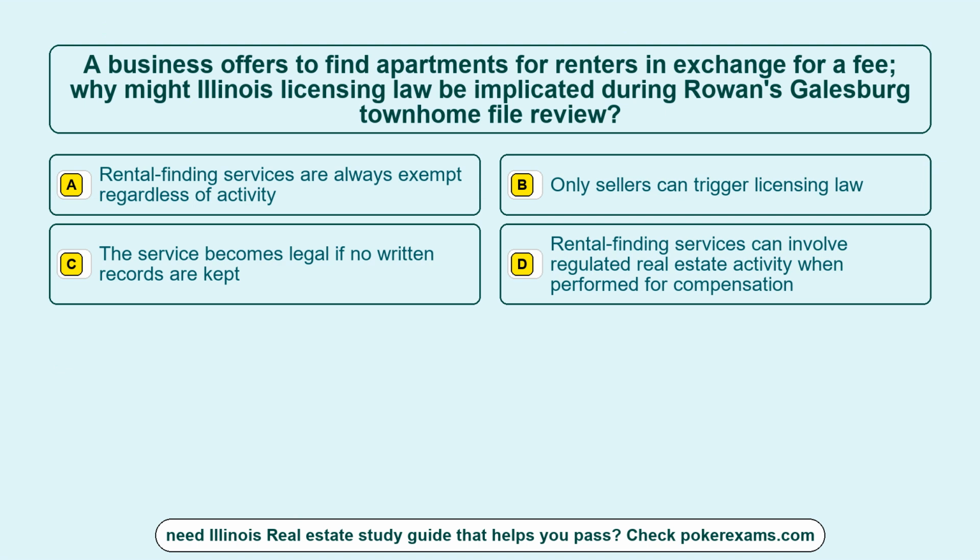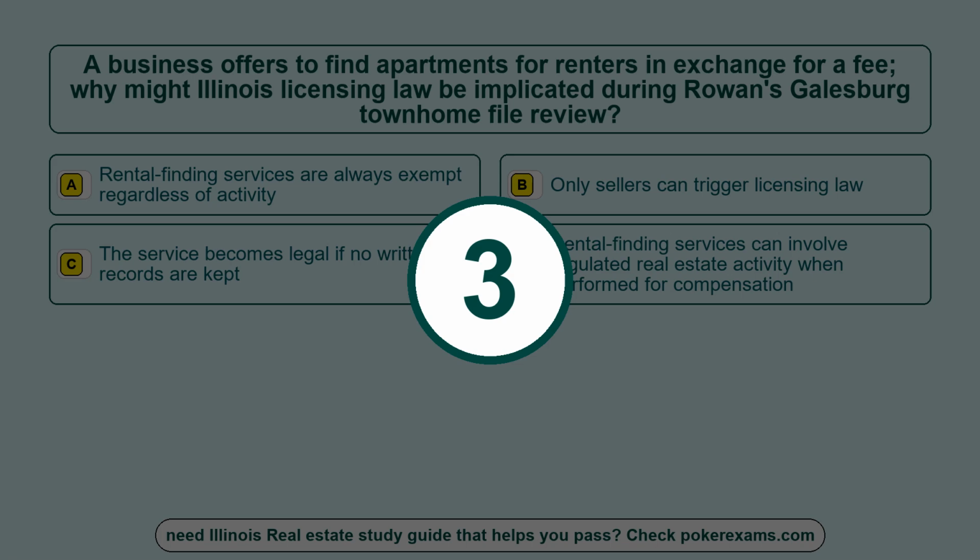Question 8. What is the primary role of a certified nursing assistant, CNA? Option A. Prescribe medications. Option B. Perform surgeries. Option C. Provide basic patient care under supervision. Option D. Diagnose illnesses.